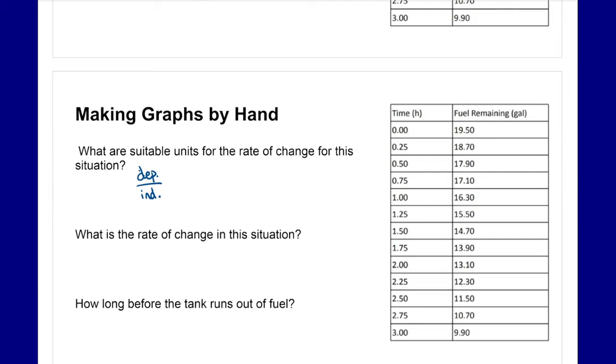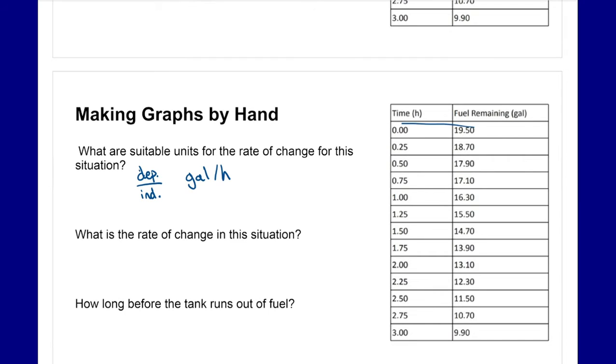So in this case, our unit rate would be gallons per hour, or the amount of fuel remaining per time, in this case, gallons per hour. What is the amount of fuel remaining after a given time? What is the rate of change in this specific situation? Well, we want to see how much we are losing per hour.